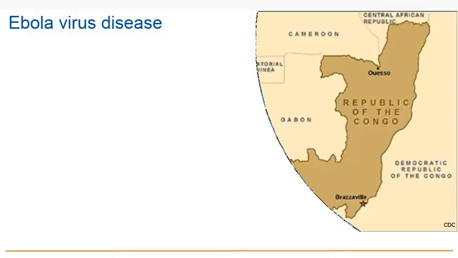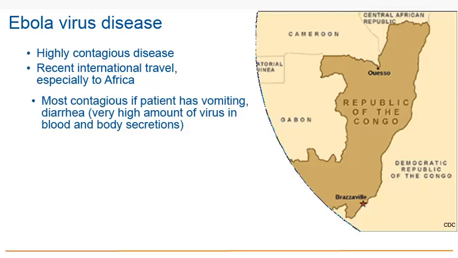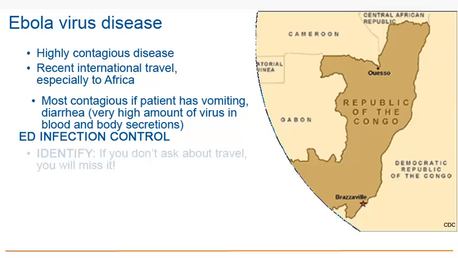Now let's talk about some specific infectious diseases. Ebola virus disease is a highly contagious disease. It is associated with people who have recent international travel, especially to affected countries in Africa. Patients are most contagious if they have vomiting or diarrhea because of the very high amount of virus in their blood and body secretions. So how will you identify these people in the emergency department?